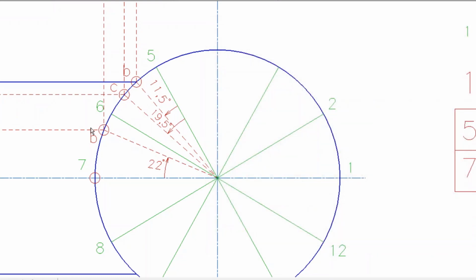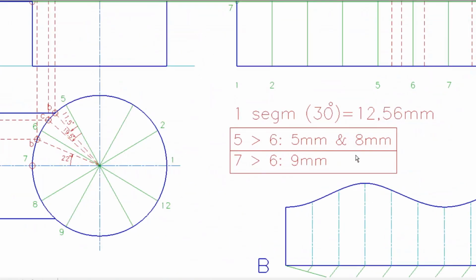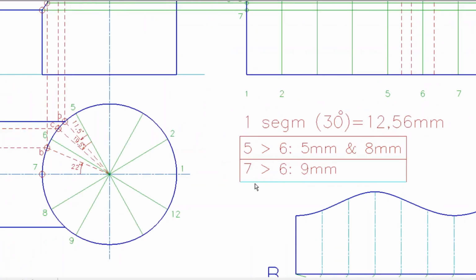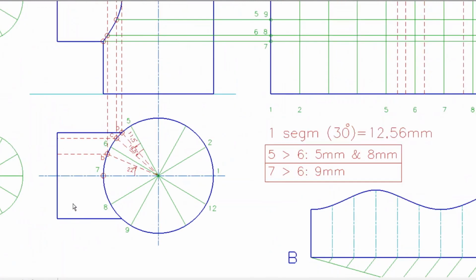Okay. So if we go to this little diagram, I've drawn it out. Okay. So the distance from 5 to 6 has two measurements that you can plot. We've got 5 and 8. Penetration point 7 to the segment point 6, which is not actually a point of penetration, and we get 9. Okay, so we've got 5, 8, and 9. Keep that in mind. So we've actually calculated that properly now.